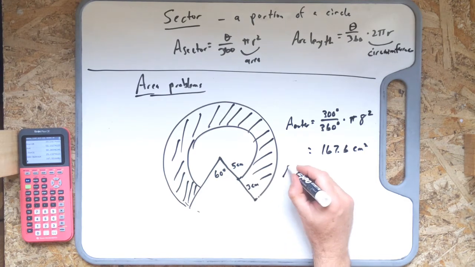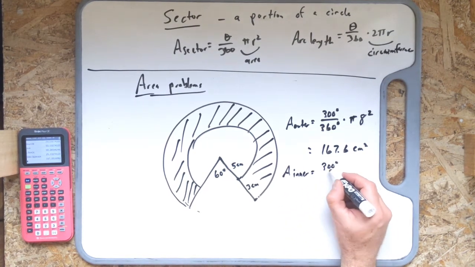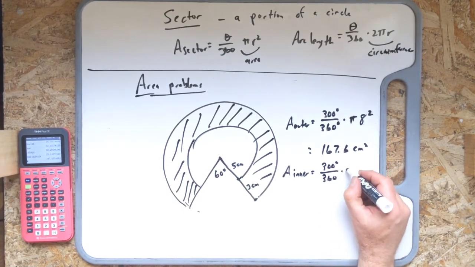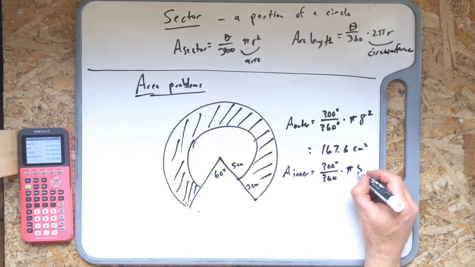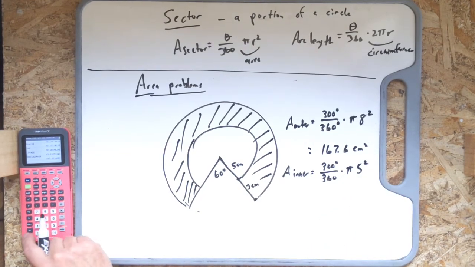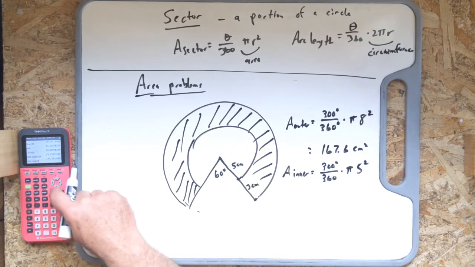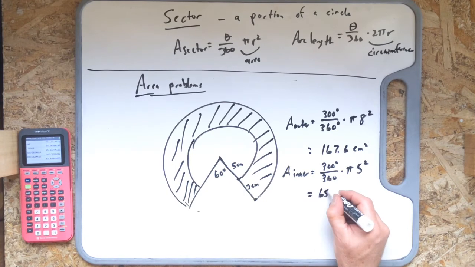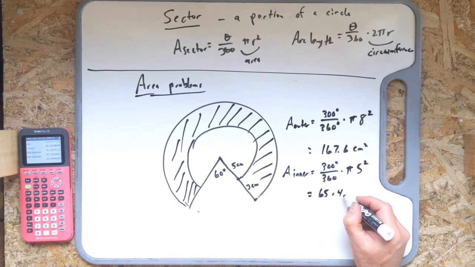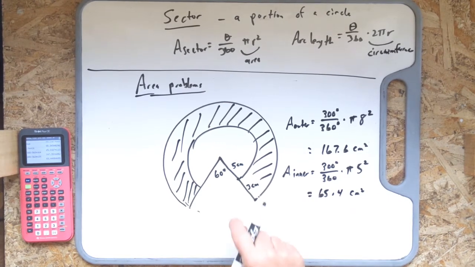So I have to take the area of the inner part, which is also still 300 degrees divided by 360. The only thing that changes is the radius. The radius of the inside part here is 5. So that's 5 squared. Now let me calculate that one. That is 65.4, I'll round it, centimeters squared.